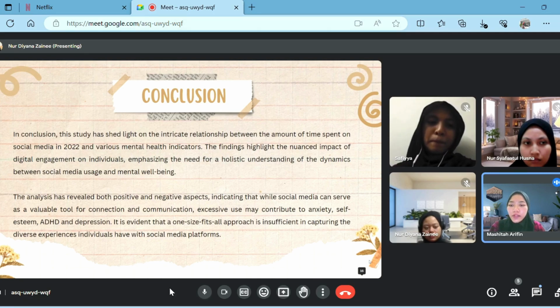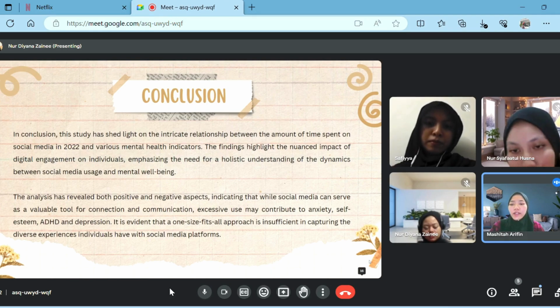The analysis has revealed both positive and negative aspects, indicating that while social media can serve as a valuable tool for connection and communication, excessive use may contribute to anxiety, low self-esteem, ADHD, and depression. It is evident that a one-size-fits-all approach is insufficient in capturing the diverse experiences individuals have with social media platforms.